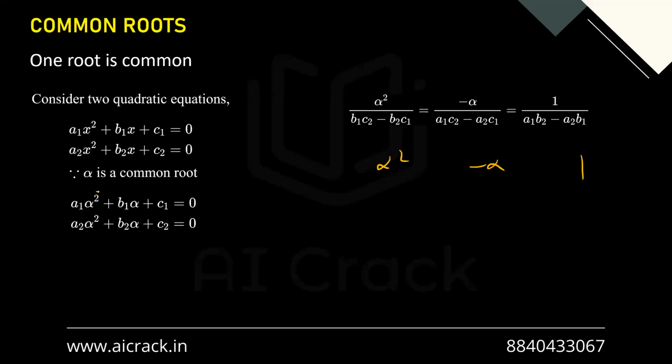So for alpha square, you can take the reference from here. For minus alpha, you can take the reference from here with the negative sign. And for 1, you can take the reference from here because we don't have any alpha over here. So that's why we have taken 1. Okay. So now once you have written that, we have to find out the denominators, right?